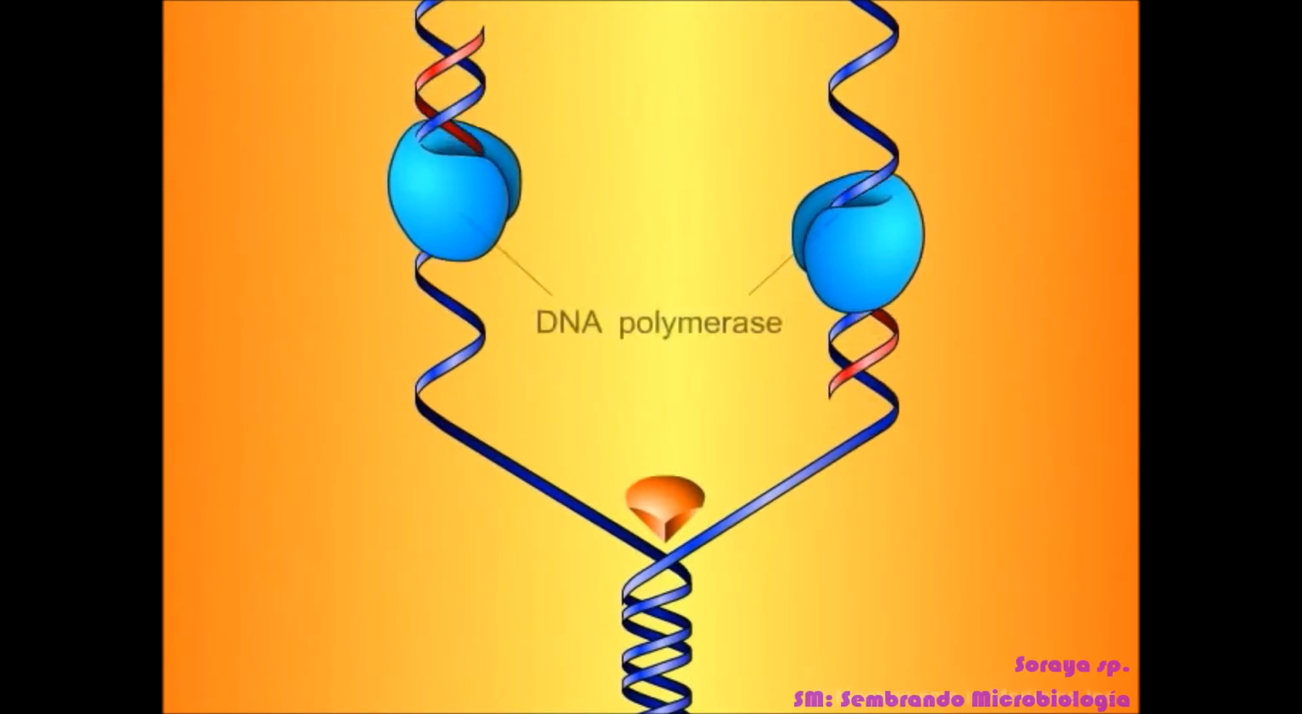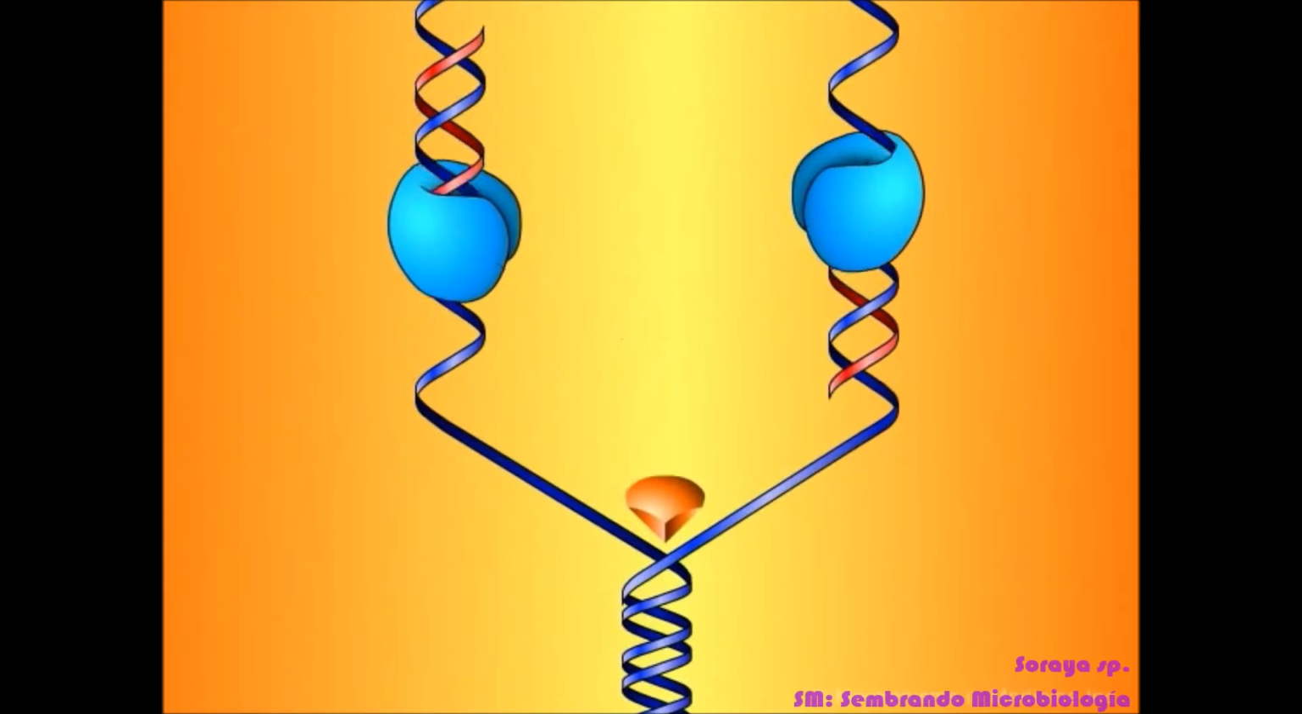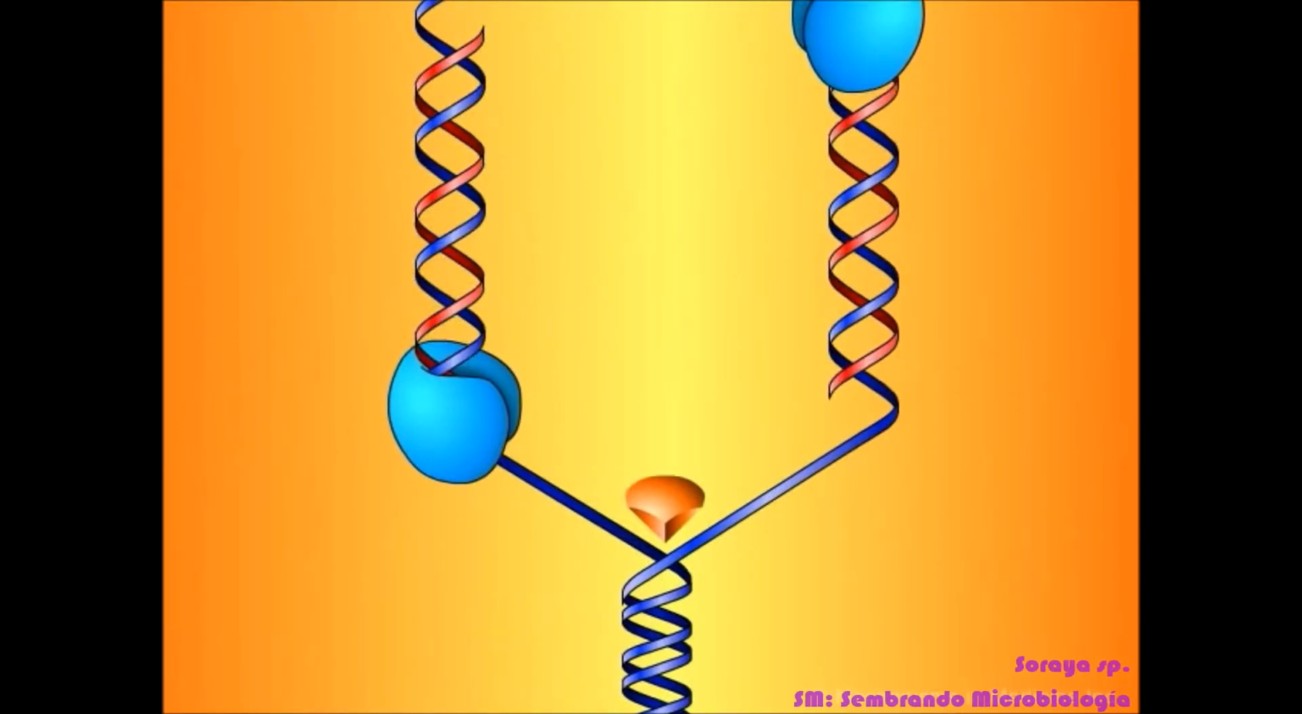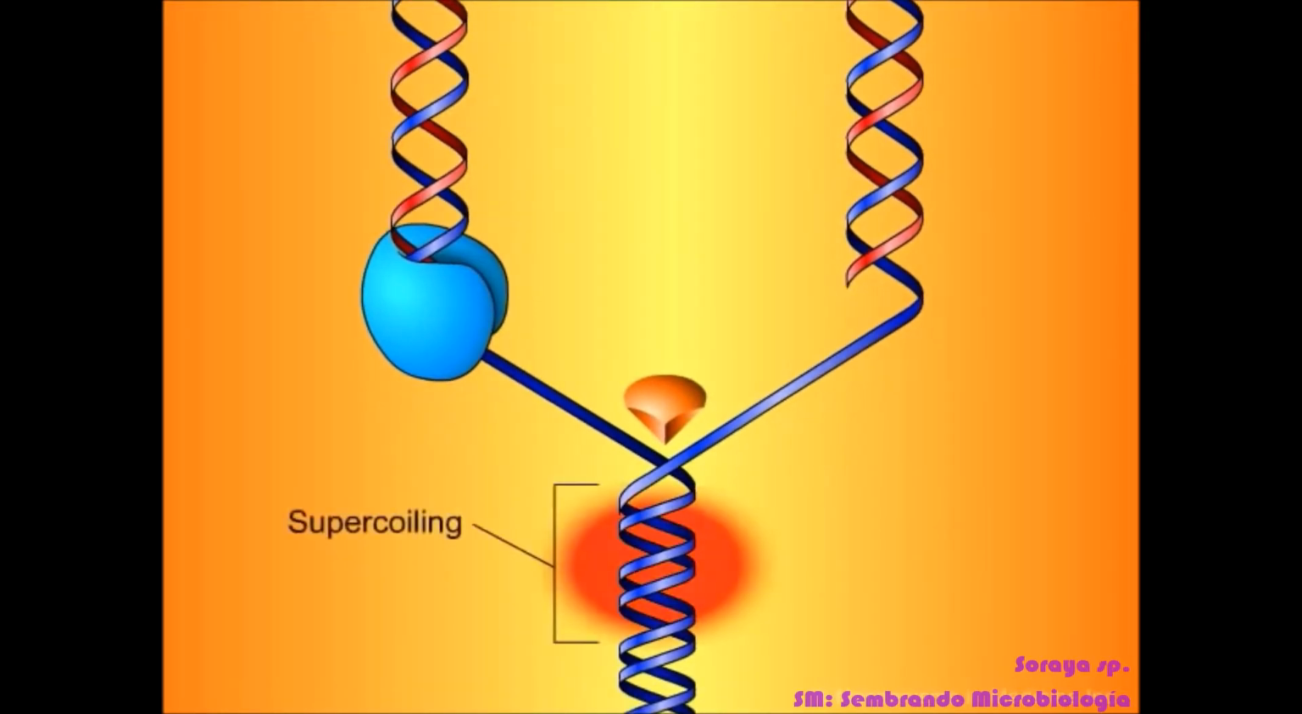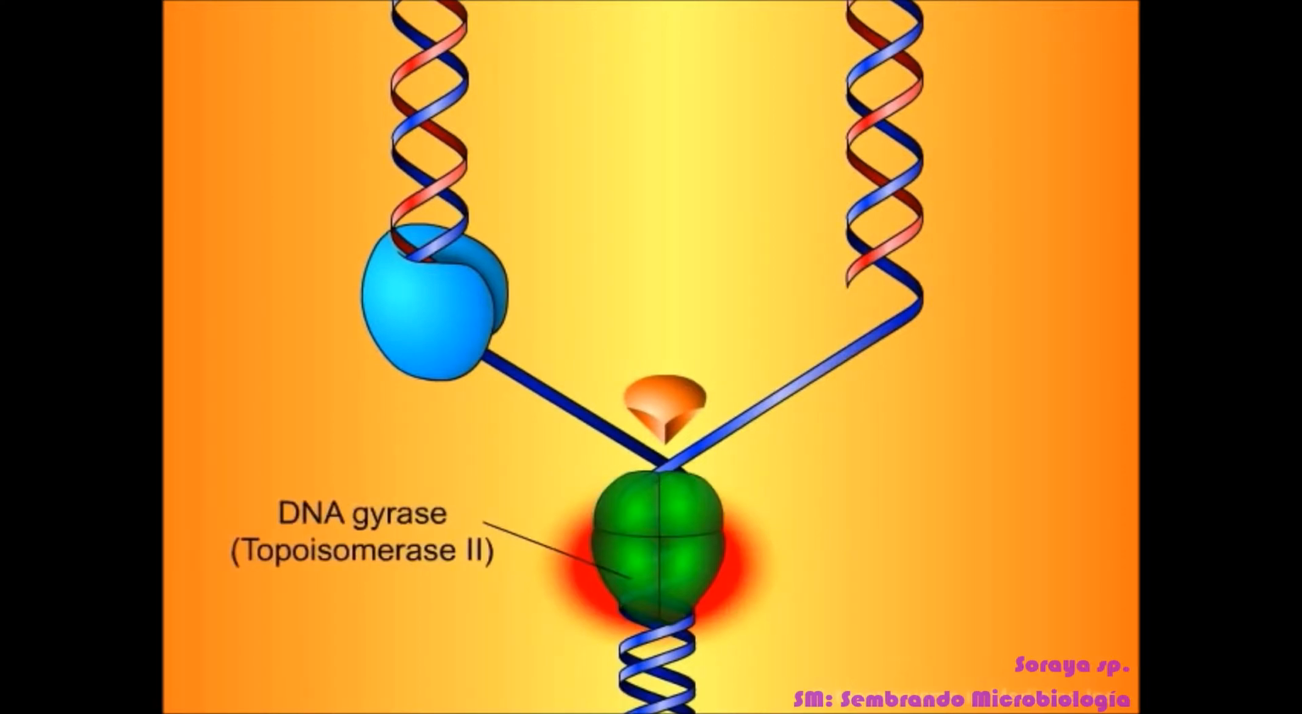The enzyme DNA polymerase then moves along each strand of DNA behind each replication fork, synthesizing new DNA strands, in red, complementary to the original ones. As the replication forks move forward, DNA gyrase, which is also known as topoisomerase II, is responsible for removing the positive superhelical twists so that DNA replication can continue.